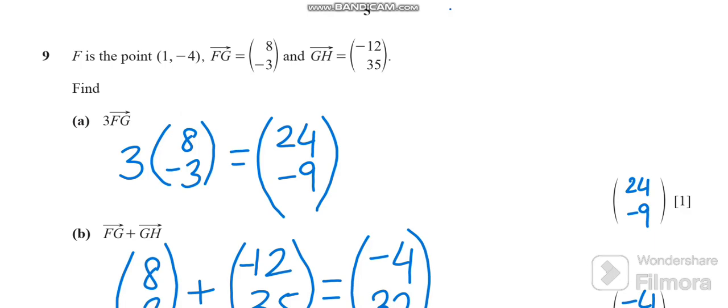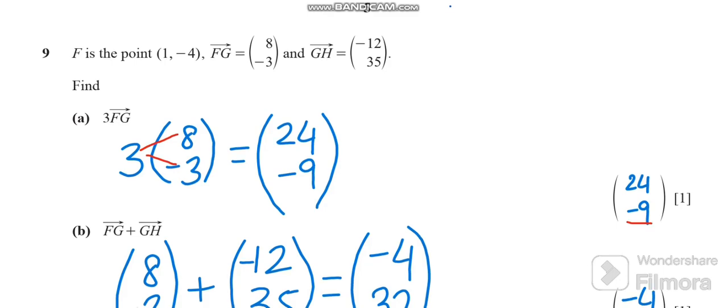Question 9 states: F is a point (1, -4). FG is (8, -3) and GH is (-12, 35). Find part A, 3FG. So what we will do is we will multiply 3 by FG. So 3 times 8 is 24 and 3 times negative 3 is negative 9. So the answer will be 24 over negative 9 and this will be the final answer.